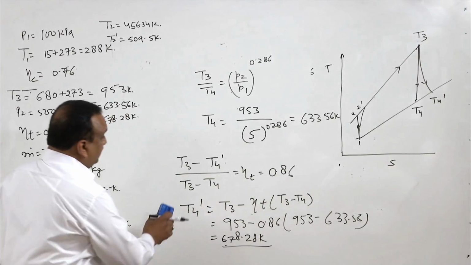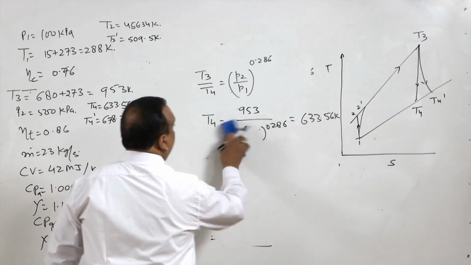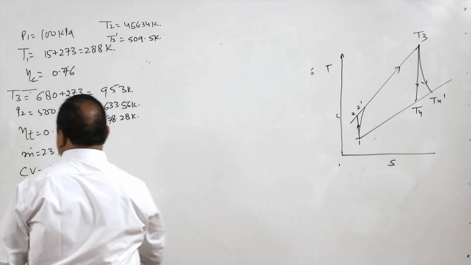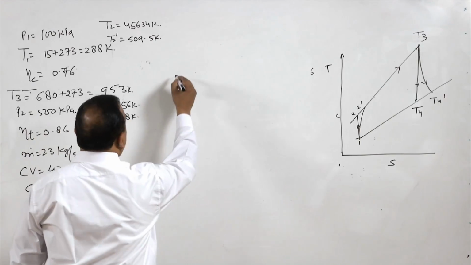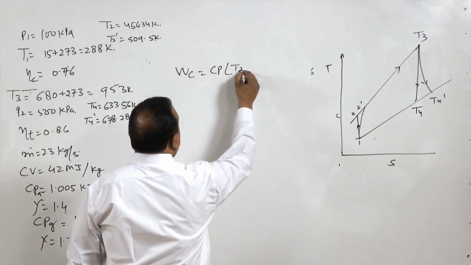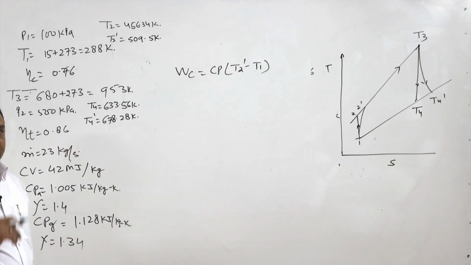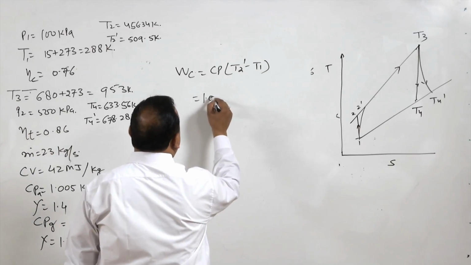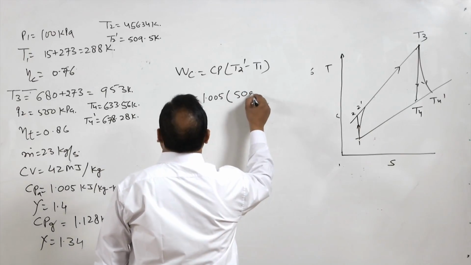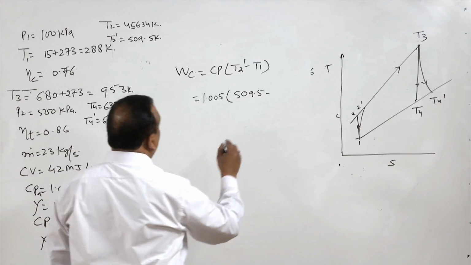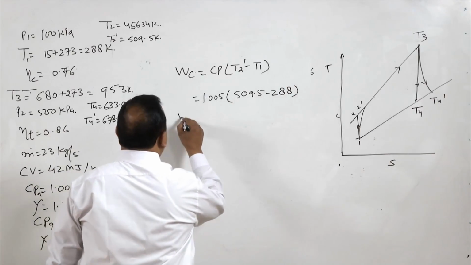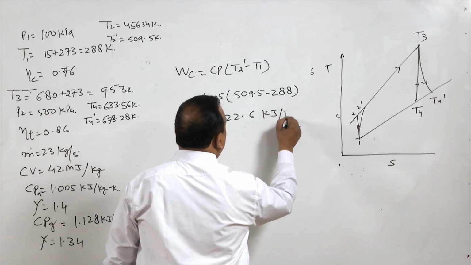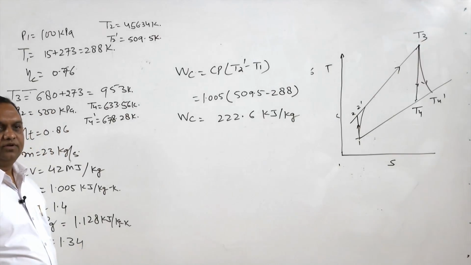Now, after this we will calculate work consumed by the compressor, because the compressor is providing air for both the turbines, and each turbine is having its own combustion chamber. So, work of the compressor is Cp (T2 dash minus T1), right. Now T2 dash is 509.5, so 1.005 times (509.5 minus T1, which is 288), right. So work of the compressor is 222.6 kilojoules per kg. This is work of the compressor.